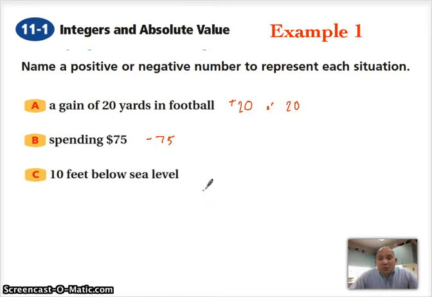10 feet below sea level. Below meaning below zero, sea level means that is less than zero. So we also make this into a negative number. Negative 10.